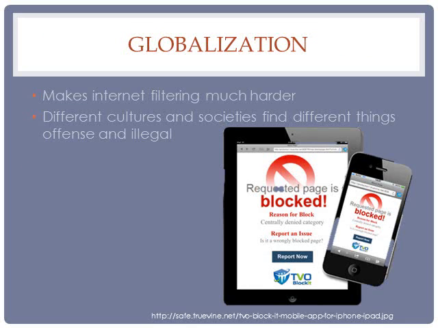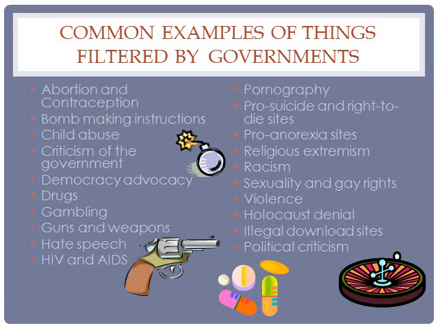Globalization makes Internet filtering much harder, because different cultures in society find different things offensive and illegal. Some common examples of things filtered by different governments around the world are abortion and contraception, bomb-making instruction, child abuse, criticism of the government, democracy, drugs, gambling, guns and weapons, hate speech, HIV and AIDS, pornography, pro-suicide and right-to-die sites, pro-anorexia sites, religious extremism, racism, sexuality and gay rights, violence, Holocaust denial, illegal download sites, and political criticism.